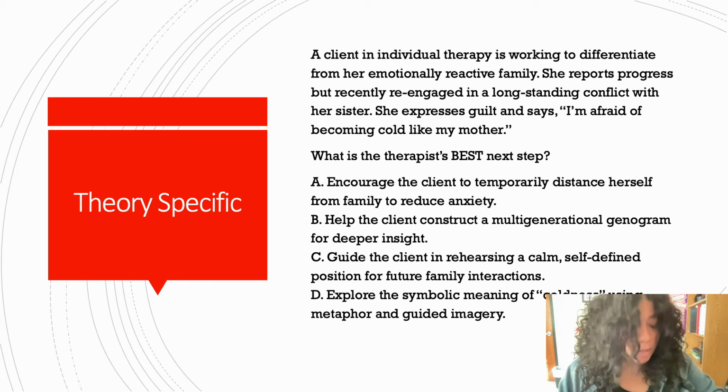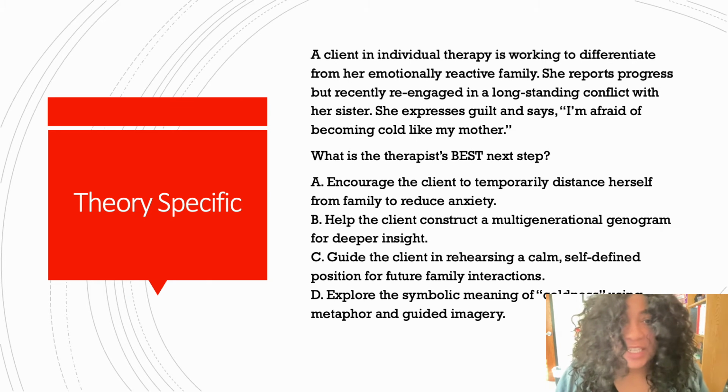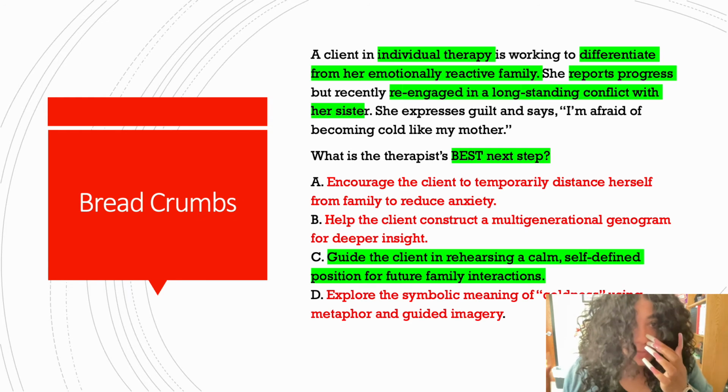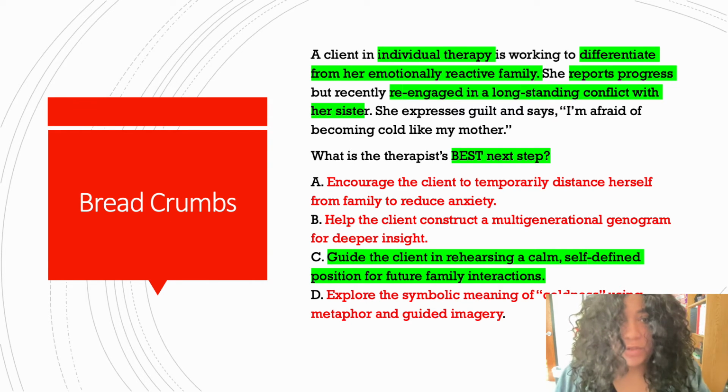So let's take a look at some of the responses. Encourage the client to temporarily distance themselves. Help the client construct the genogram. Guide the client. And explore the symbolic meaning. So let's take a look at the breadcrumbs that I highlighted: individual therapy, differentiate, emotionally reactive, the progress that she's made, but now she's re-engaging in long-term conflict. So what is the next best step?